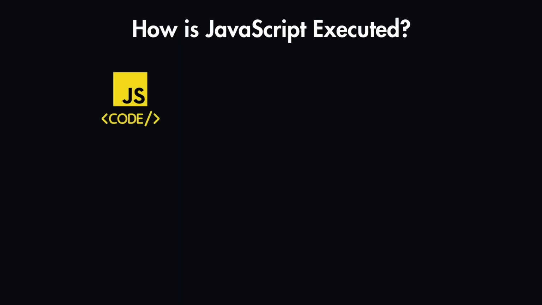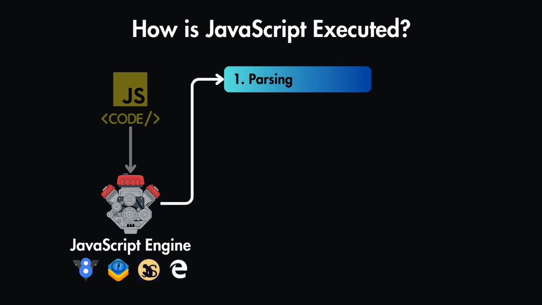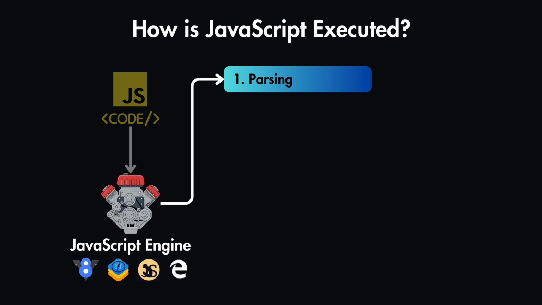So first you write your JavaScript code, and once the JavaScript file is received by the browser, the engine starts to compile your JavaScript code. But before compiling it, it first parses your JavaScript code. This means that it converts the source code into tokens, and tokens are just small units like keywords such as let, const or function, and operators, literals and identifiers. And then the JavaScript engine parses these tokens to create the abstract syntax tree.